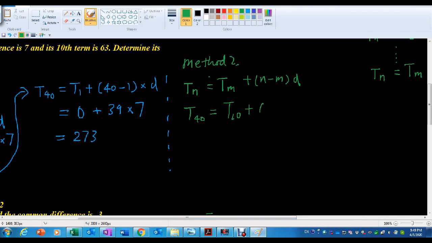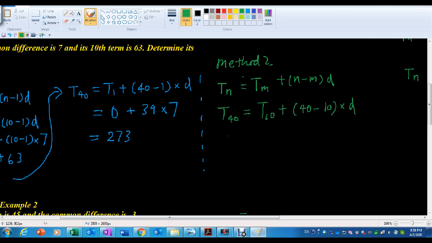So Tn minus Tm equals (40 minus 10) times d. Basically you're substituting n and m. n is 40, that's what you are going to find. m is 10 because that's given. So you start from the 10th term to find the 40th term. It's no longer n minus 1, but n minus m, that's 40 minus 10.